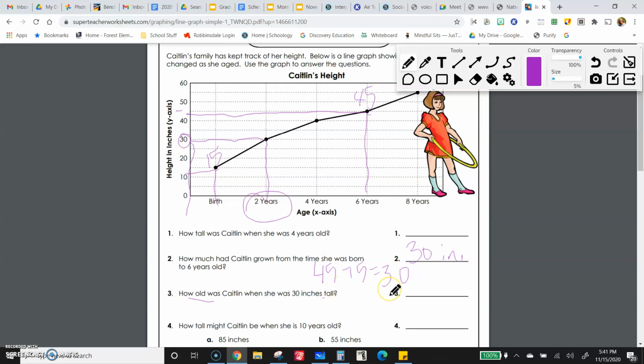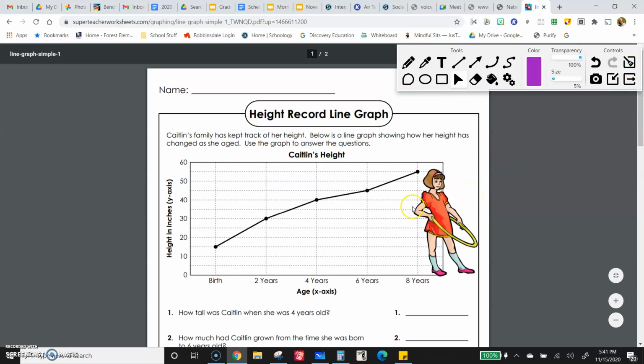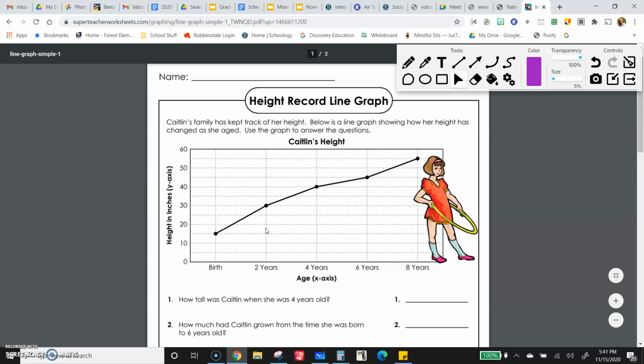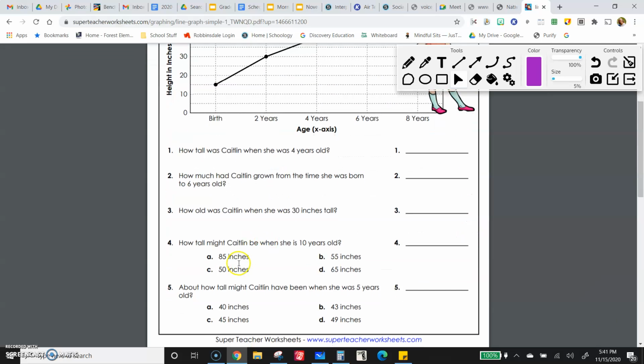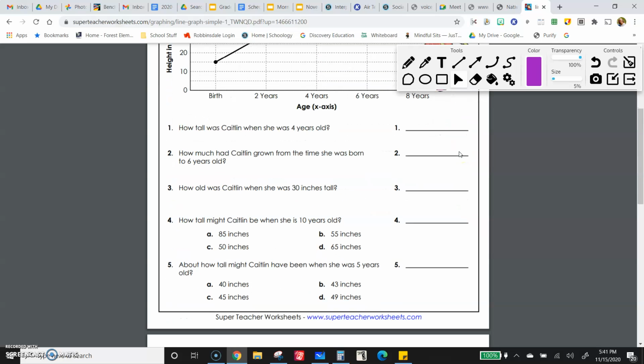And then they're even asking us to predict how tall might she be when she is 10 years old. So we can look and say, okay, if it keeps going up, how much do you think it's going to be? Because she went from 45 to 55, so maybe it's going up by about 10 each time, and use that to make a good prediction. Because I could say, okay, 50 is less than she is when she's 8, and just make some good estimates.